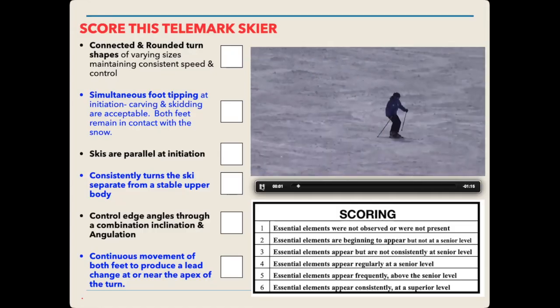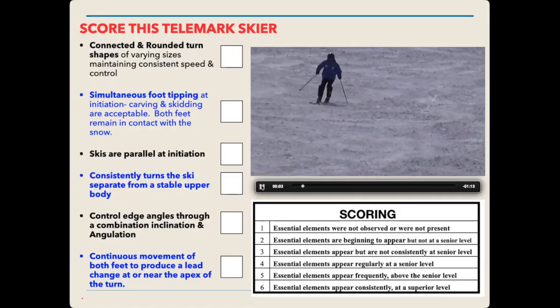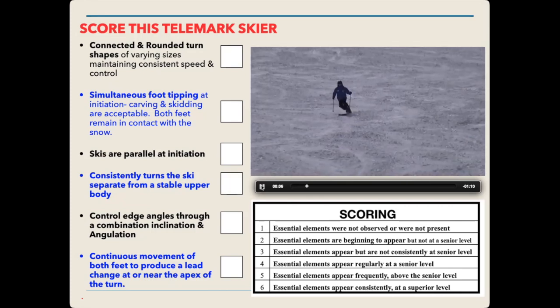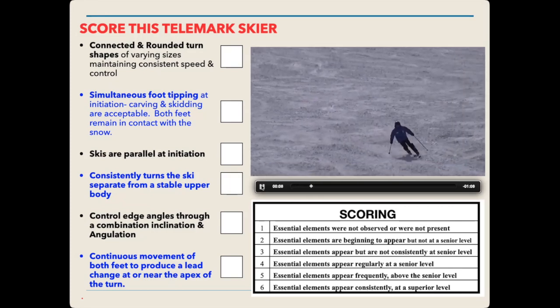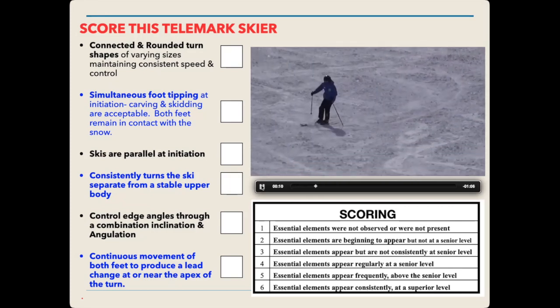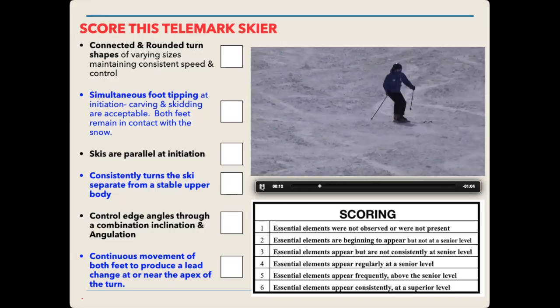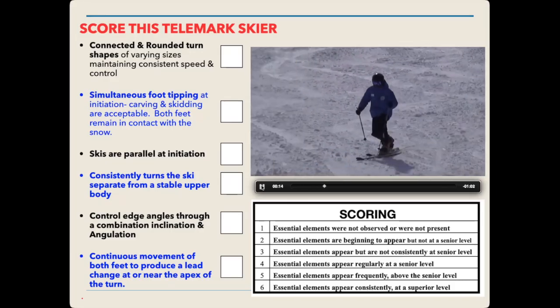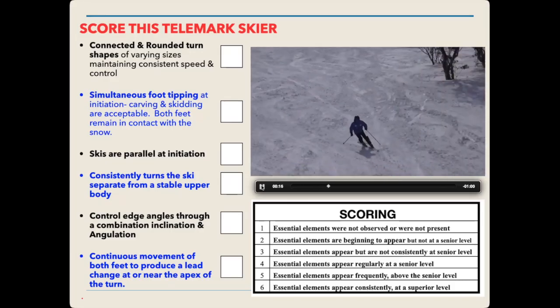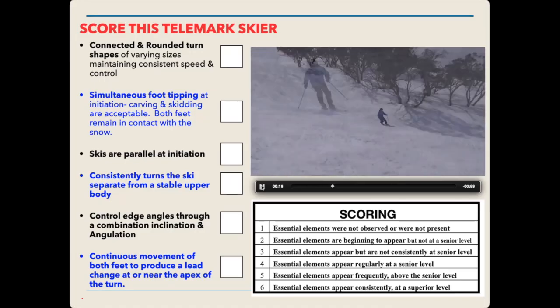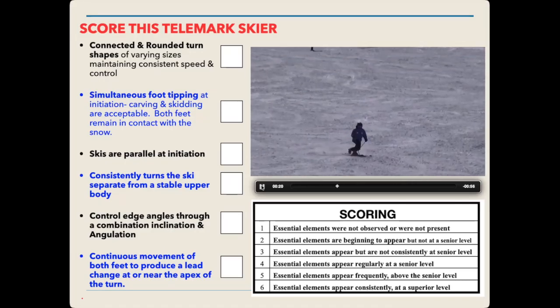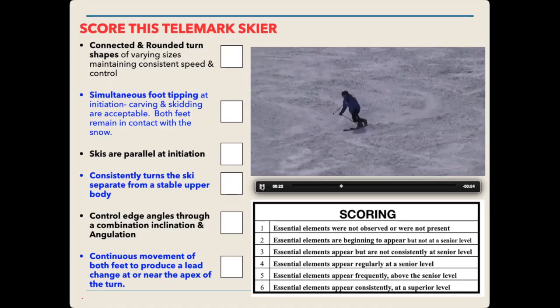Let's review our scores. For our first visual cue, connected and rounded turns, turn shapes of various sizes, maintaining consistent speed and control, I gave this skier a 5 for this run.